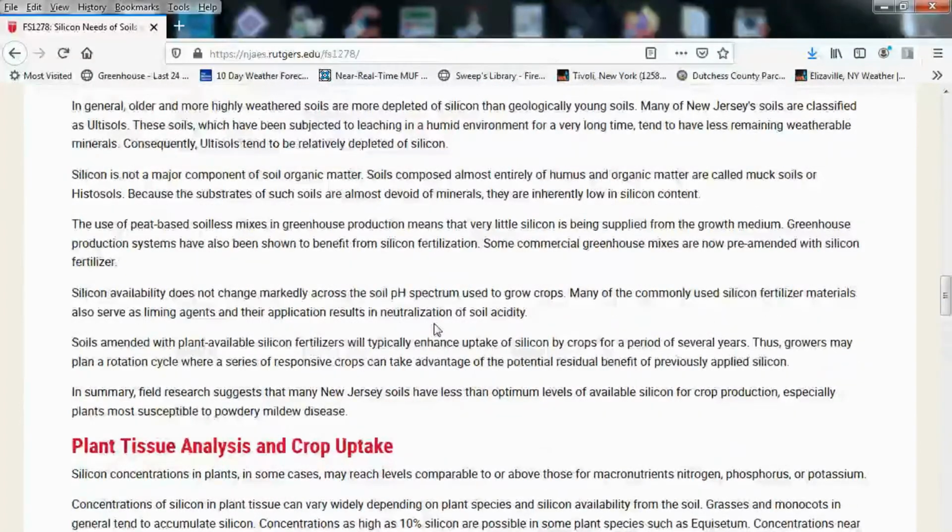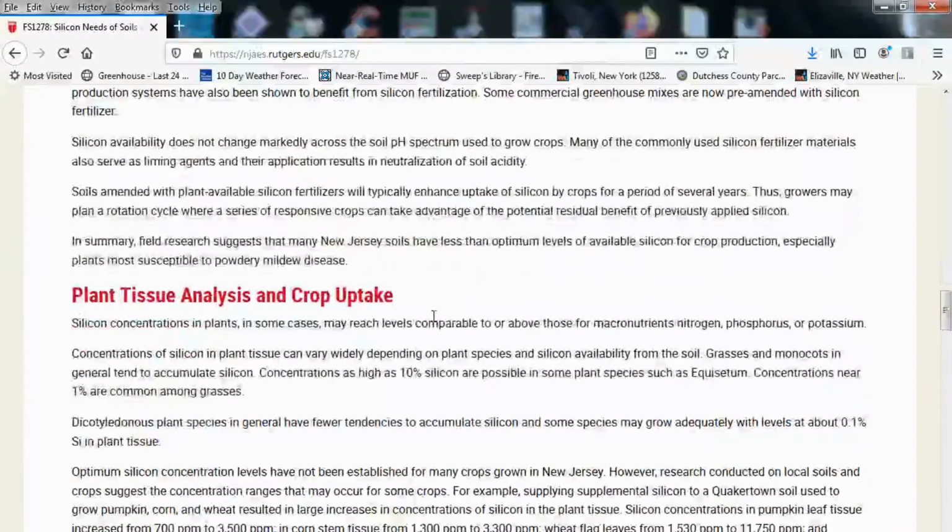The use of peat-based soilless mixes in greenhouse production means that very little silicon is being supplied from the growth medium. Greenhouse production systems have also been shown to benefit from silicon fertilization. Some commercial greenhouse mixes are now pre-amended with silicon fertilizer. Silicon availability does not change markedly across the soil pH spectrum used to grow crops. Many of the commonly used silicon fertilizer materials also serve as liming agents, and their application results in a neutralization of soil acidity. Soils amended with plant-available silicon fertilizers will typically enhance uptake of silicon by crops for a period of several years. Thus, growers may plan a rotation cycle where a series of responsive crops can take advantage of the potential residual benefit of previously applied silicon.